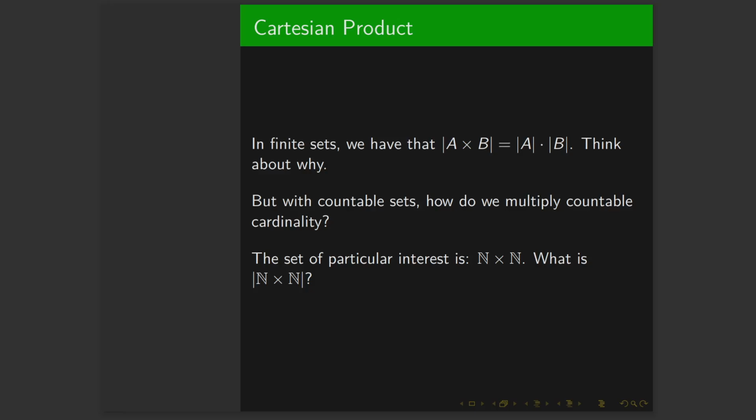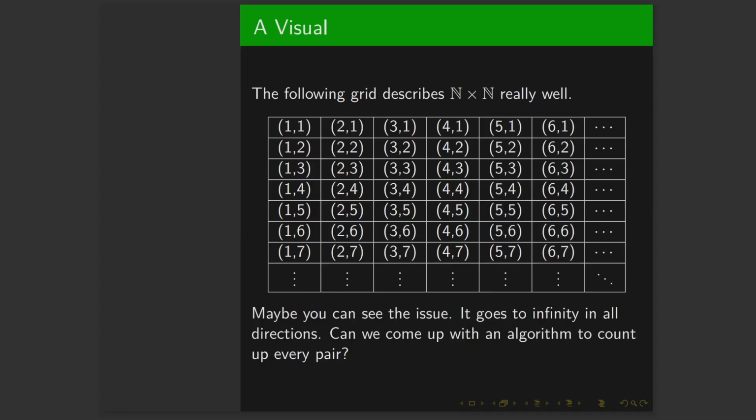The particular set we're going to be looking at is N cross N. What's the cardinality of this set? The following grid describes N cross N, I think, pretty accurately. So just take a look at it. If you go to the right, the first component increases. If you go down, the second component increases. And maybe you can see the issue. It goes to infinity in all directions. It goes to infinity to the right, down, and diagonally down, right?